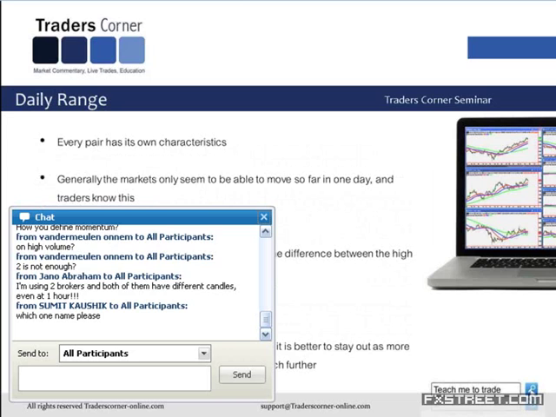So our other level is the daily range. And as I said earlier, every pair has its own characteristics. Okay, so one of those characteristics, as I said, is its daily range.